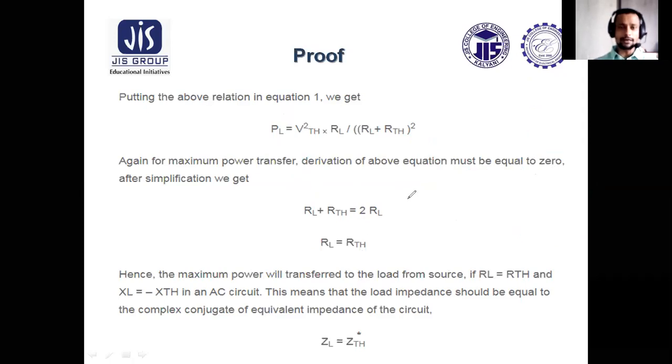So what we concluded here, we have got two equations. One is XTH equals minus XL, and another is RTH equals RL. So these two conditions have to be satisfied to transfer maximum power to the load side. Hence, maximum power is transferred from the source side to the load if RL equals RTH and XL equals minus XTH for the AC side. So this implies ZL has to be ZTH star. So this is the condition for maximum power transfer.